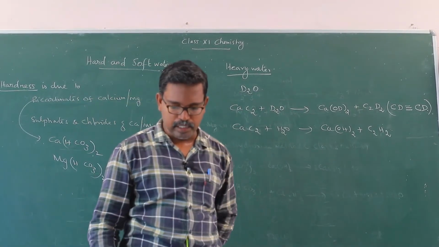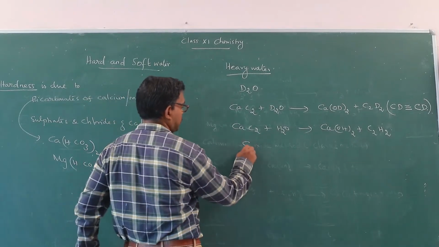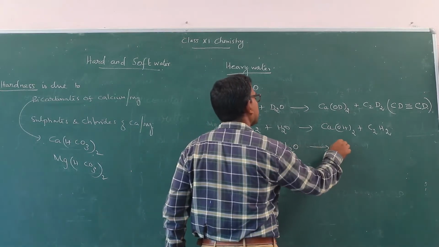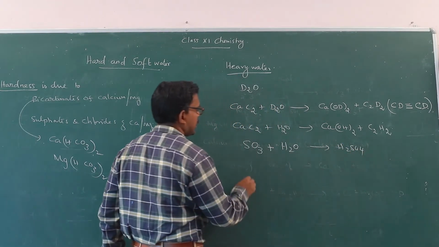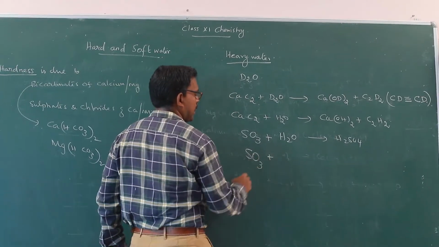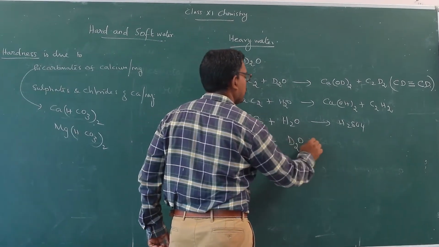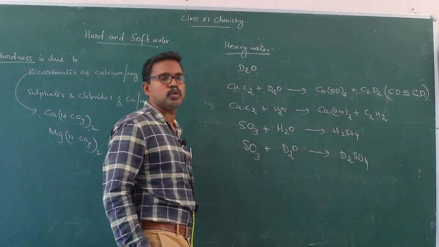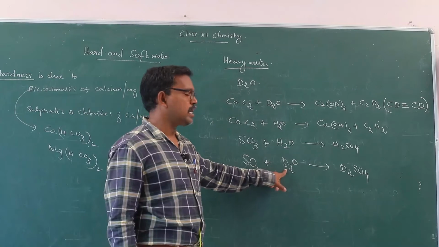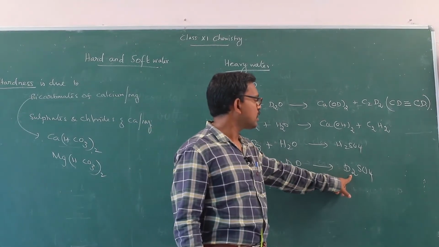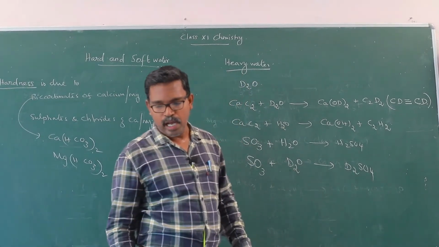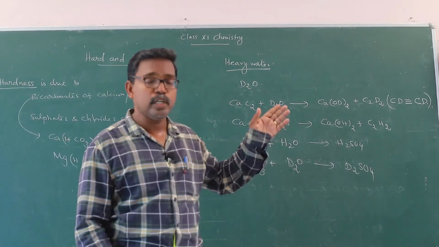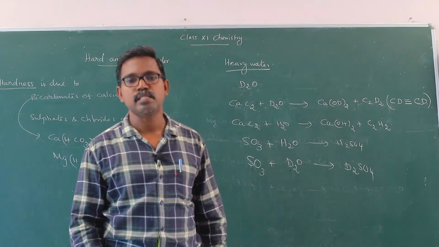And similarly, sulfur trioxide reacts with H2O. We know that H2SO4, sulfuric acid, is obtained. In the similar way, sulfur trioxide reacts with D2O, it gives deuterosulfuric acid, D2SO4. And aluminum carbide gives deuteromethane as the product.